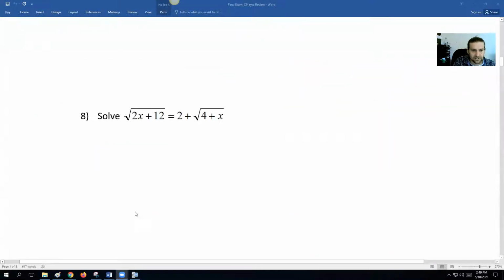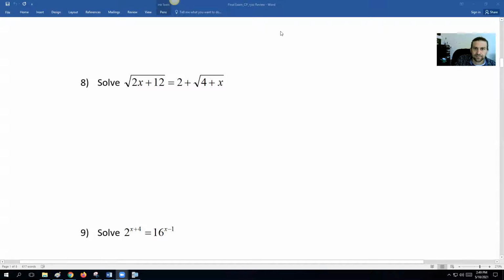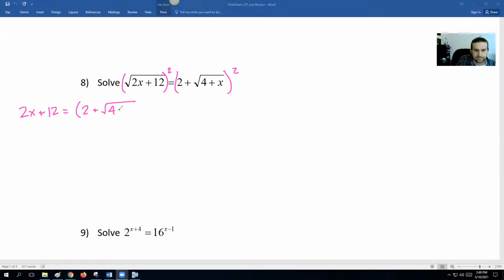Okay, we got another problem here, just to practice, make sure we get these steps good. All right, let's go with these radicals. So we got one already isolated. We're going to square both sides. So this first part here, it just becomes a 2x plus 12. Now the other side, we do need to write it out twice and FOIL it.